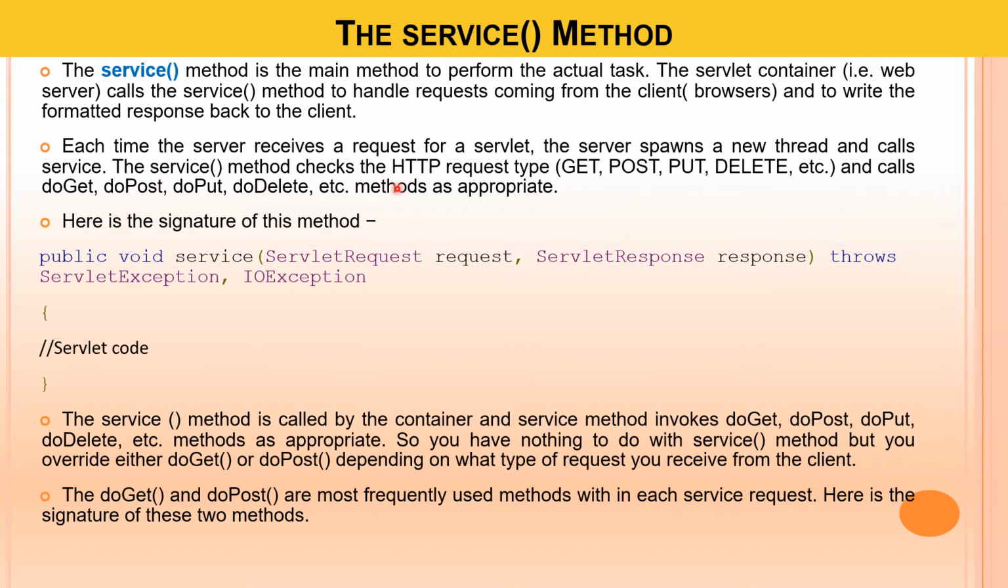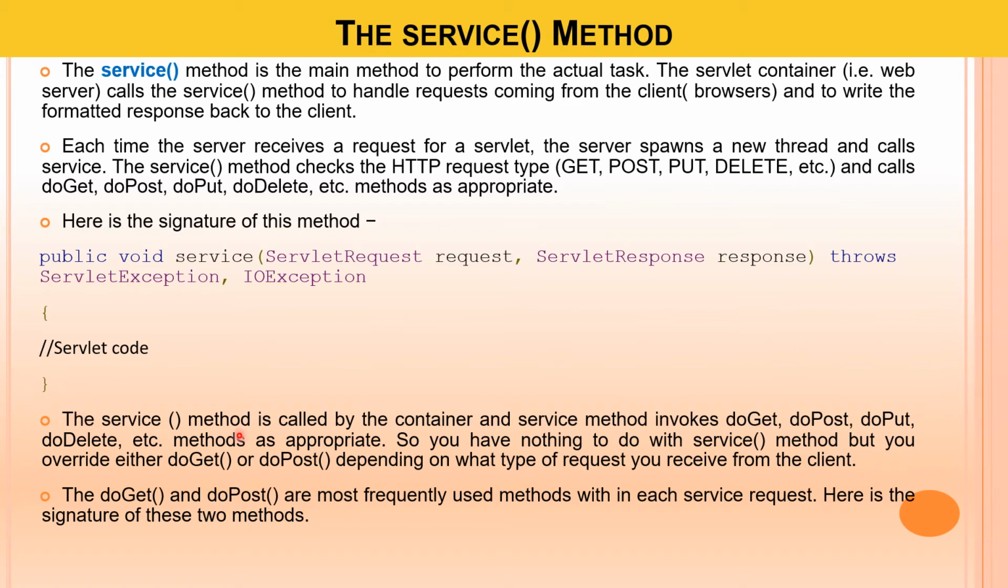The service method checks the HTTP request type, that is GET, POST, PUT or DELETE, and calls the doGet, doPost, doPut, doDelete like methods, whichever is the appropriate method to be used in the service method. Here is the signature of this method: public void service(ServletRequest request, ServletResponse response) throws ServletException, IOException. The servlet code will be written inside the body.